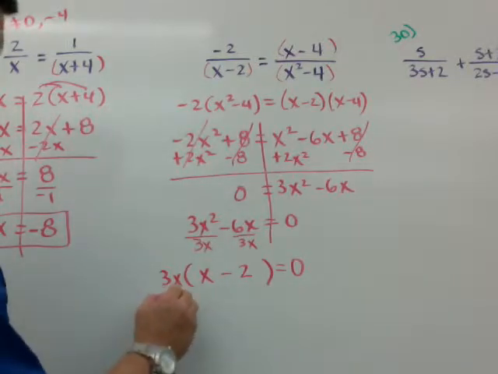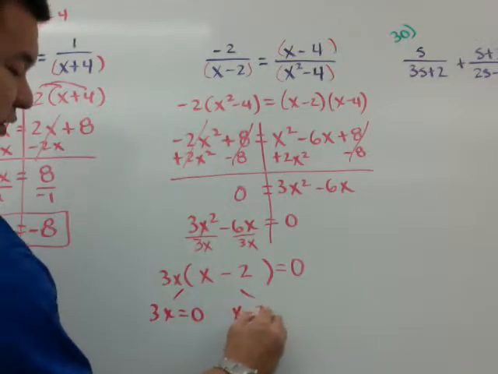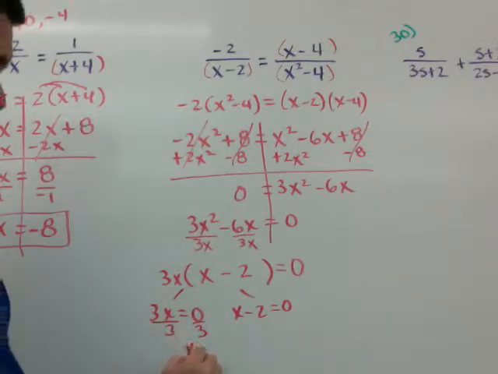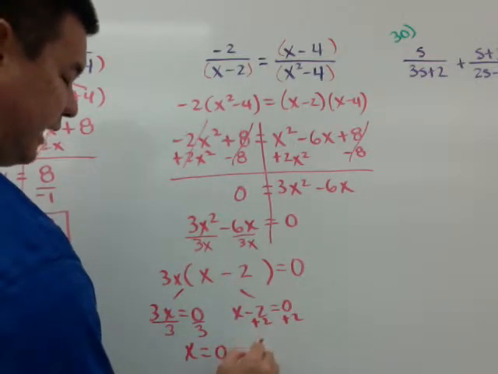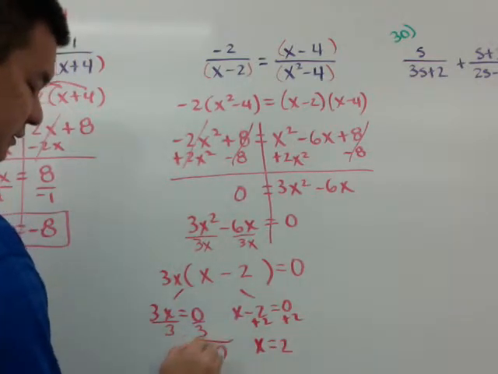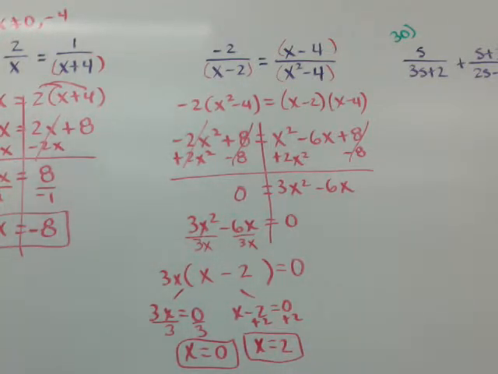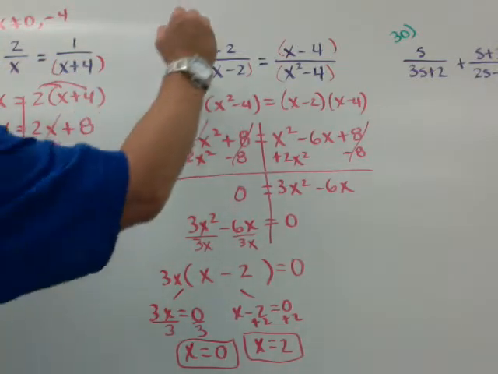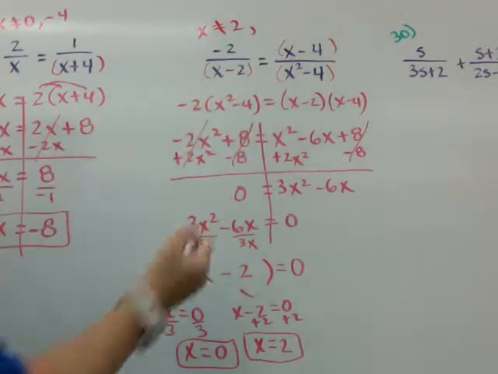And now I do the zero product property. So this 3x is equal to 0, and the x minus 2 is equal to 0. Divide by 3, x is equal to 0. If I add 2 here, plus 2, x is equal to 2. Okay? But if you remember, I have to go back to the original problem and see what x cannot equal to, any restrictions. So x cannot equal 2 here, because that would make that 0.